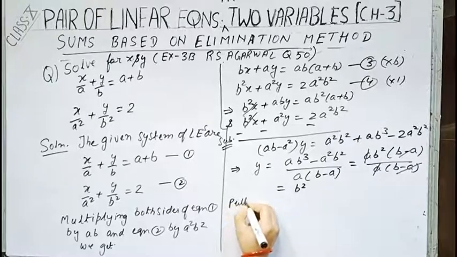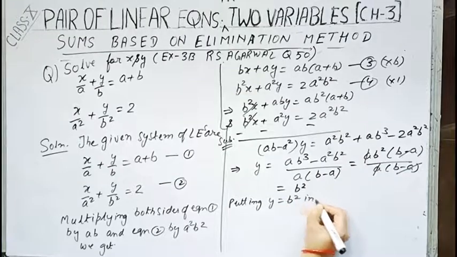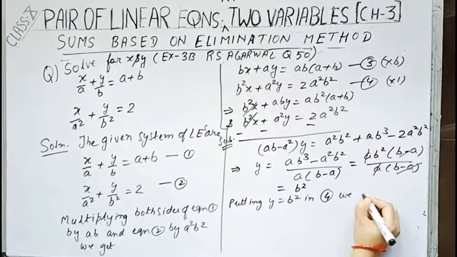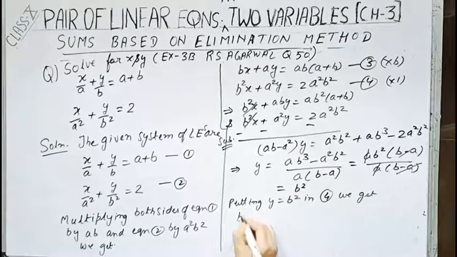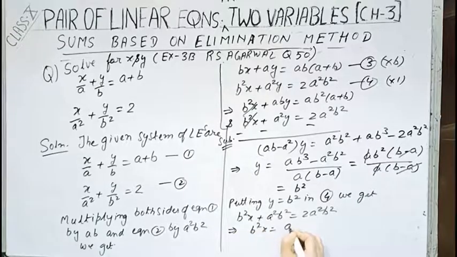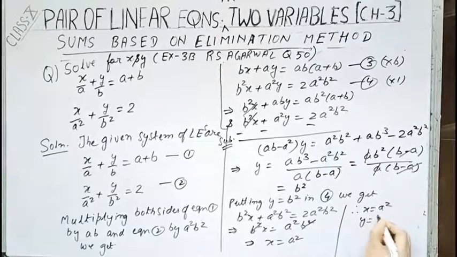Now putting y equals b square in any of the equations, taking number 4, we get b square x plus a square b square equals 2a square b square. This implies b square x equals a square b square. This implies x equals a square. Therefore x equals a square and y equals b square is the answer.